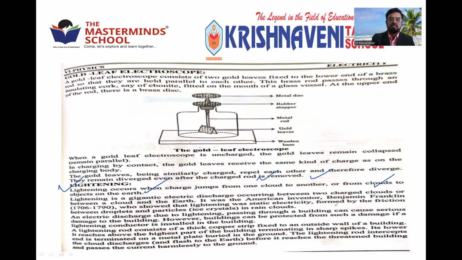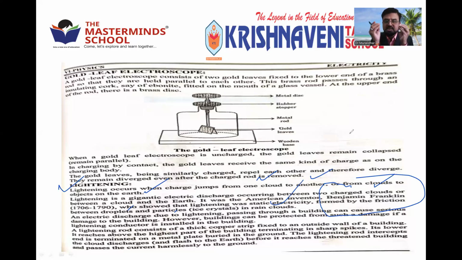It was the American inventor Benjamin Franklin, very famous, who showed that lightning is static electricity formed by the friction between the droplets and particles, ice crystals in the rain cloud.